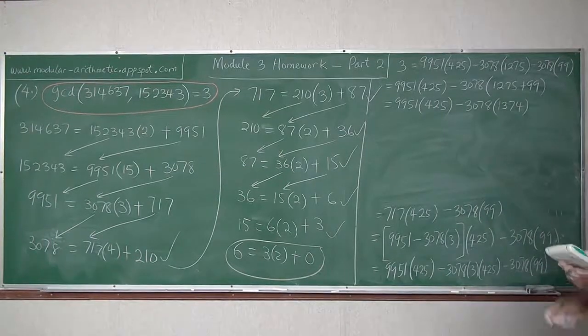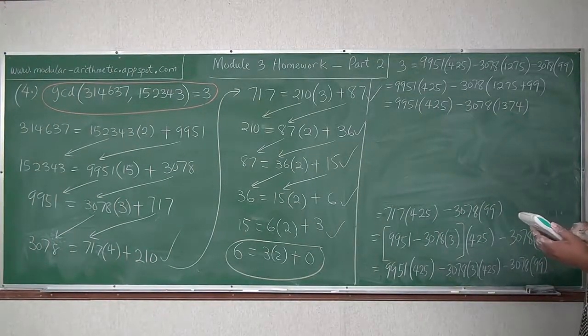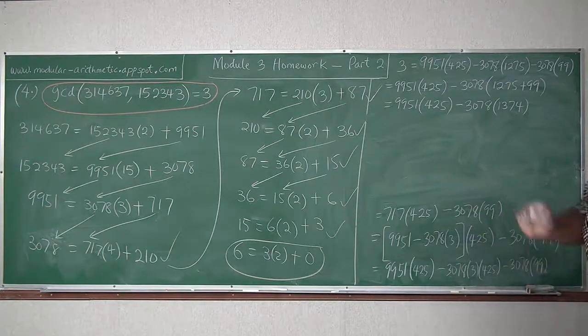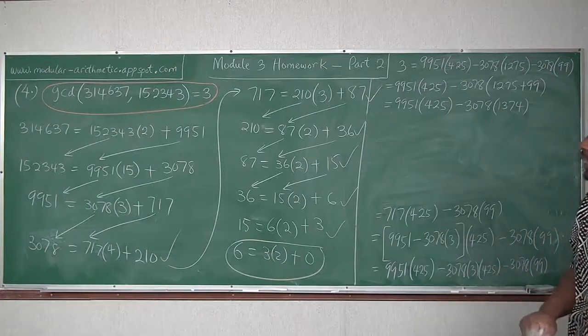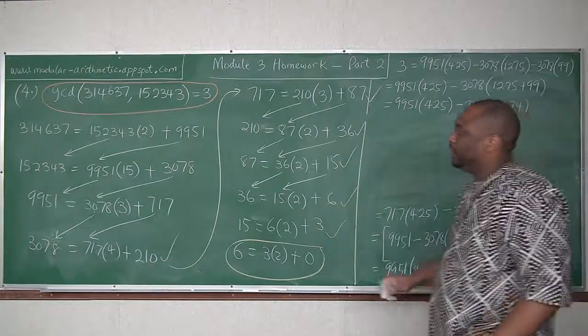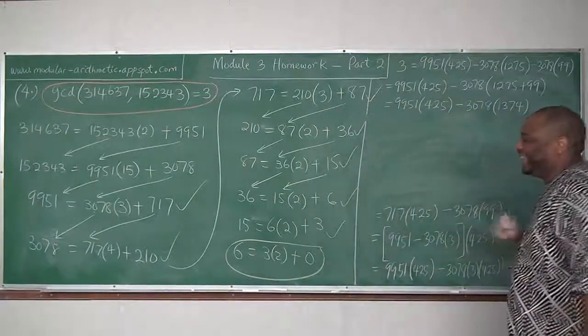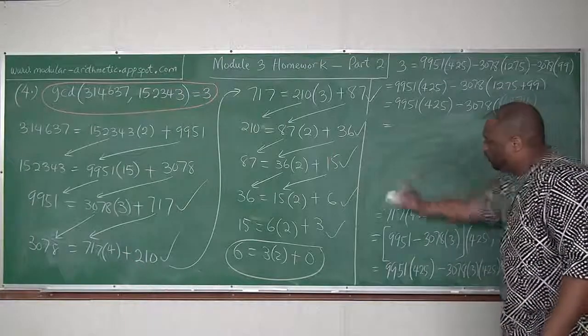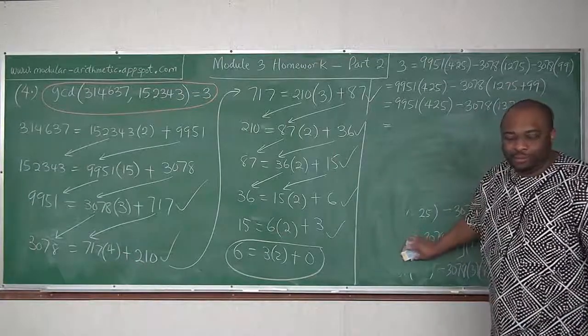Alright, let's check this. 9951 times 425 is 4229175. 3078 times 1374 is 4229172. Yay! Thank God we knocked off this one. Two more, and we'll be done with this question 4.